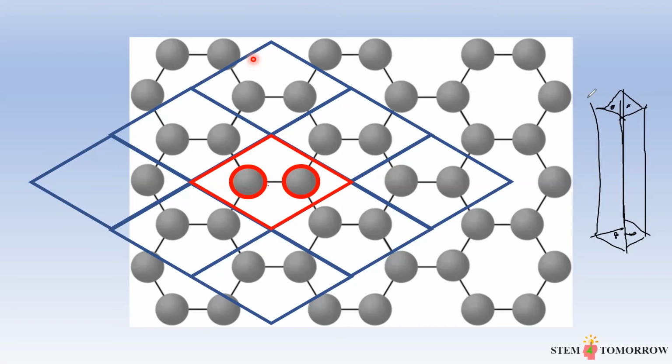So does this make sense? Does it make sense to everyone why the shape of the unit cell is like a diamond? Are there any questions?